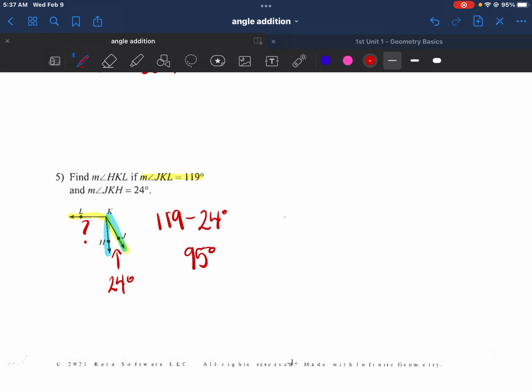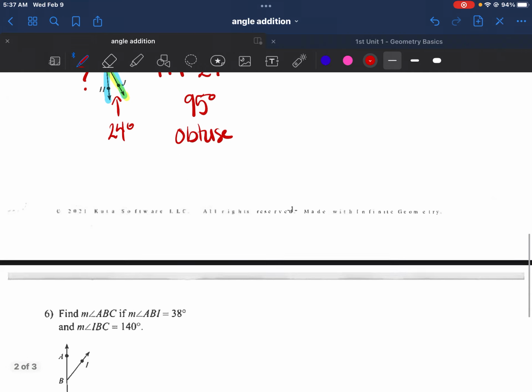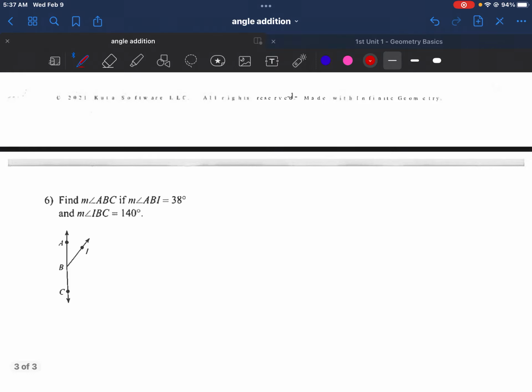So, is that a right angle? No. It's an obtuse angle. Nice try, though. But it's not. If it was 90, yeah, it'd be a right angle. But it's not. It's 95. So, that makes it obtuse in the caboose. And we moving on. Choo, choo. It's wild how much energy I have at 4 o'clock in the morning.